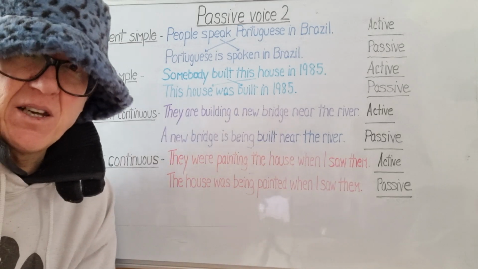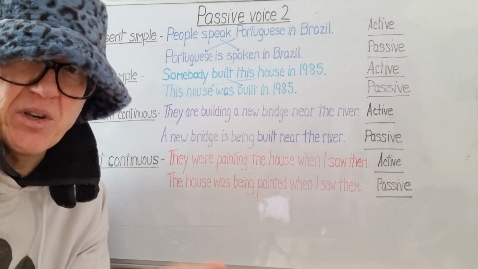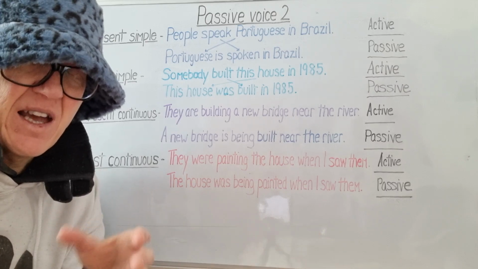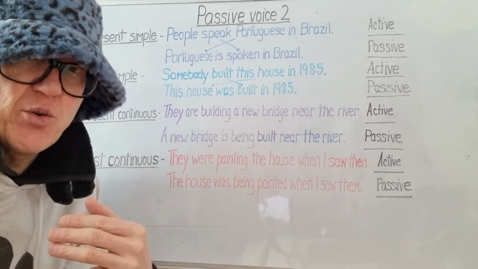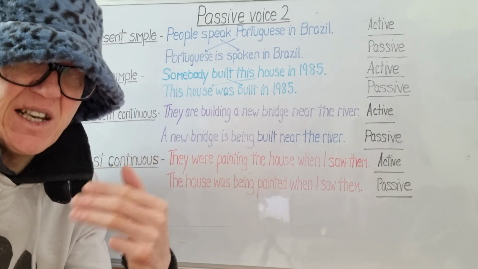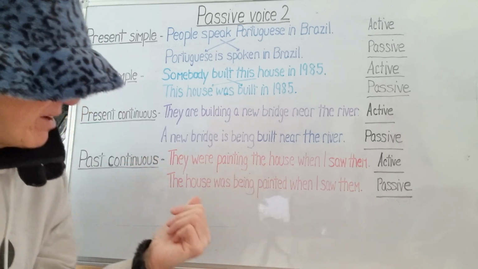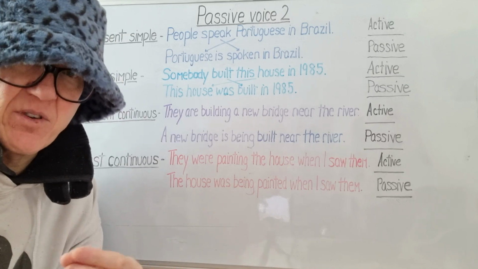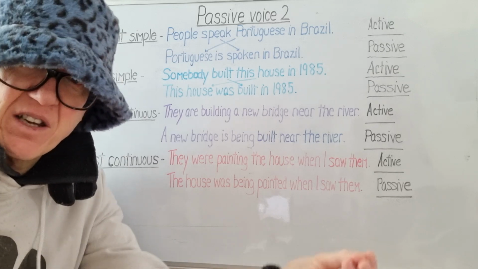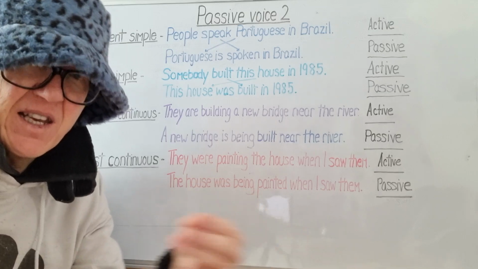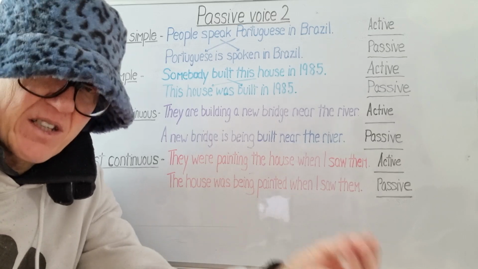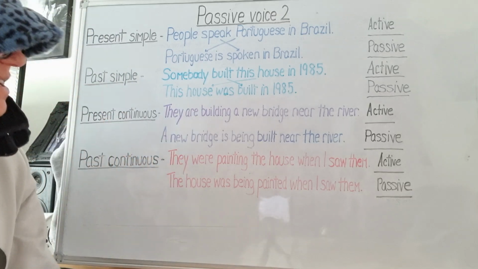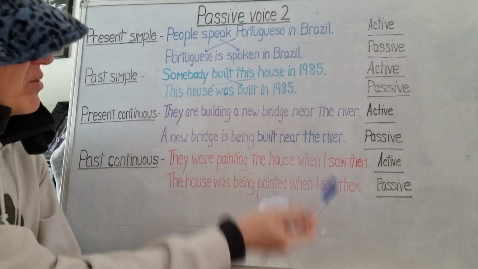Do you understand? Present continuous. I am doing. You are doing. He, she, it is doing. Passive. I am being done. You are being done. He, she, it is being done. Past continuous. They were doing. I was doing. Passive voice. I was being done. You were being done. He, she, it was being done. We, they were being done. Okay? So those are your 4 basic tenses with passive voice.